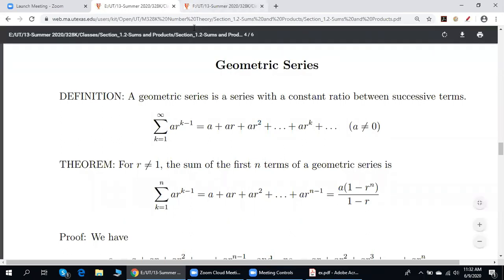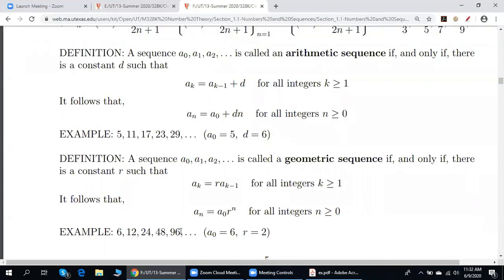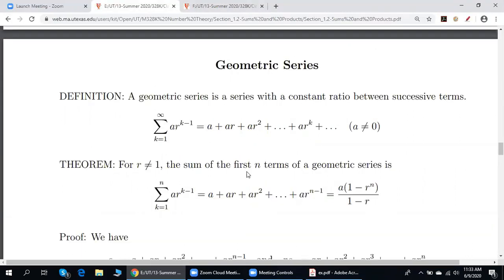Let me give you an example. 6, 12, 24, 48, and so on. It's a geometric sequence. However, 6 plus 12 plus 24 plus 48 plus 96 plus, and so on, this is a geometric series. Now, let us consider the following finite sum.